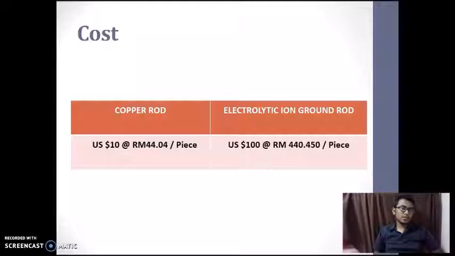The cost for the copper rod is US $10, or in Ringgit Malaysia 44.04 for one piece of copper rod. And the cost for the electrolytic iron ground rod is $100, or 440.45 ringgit per piece.